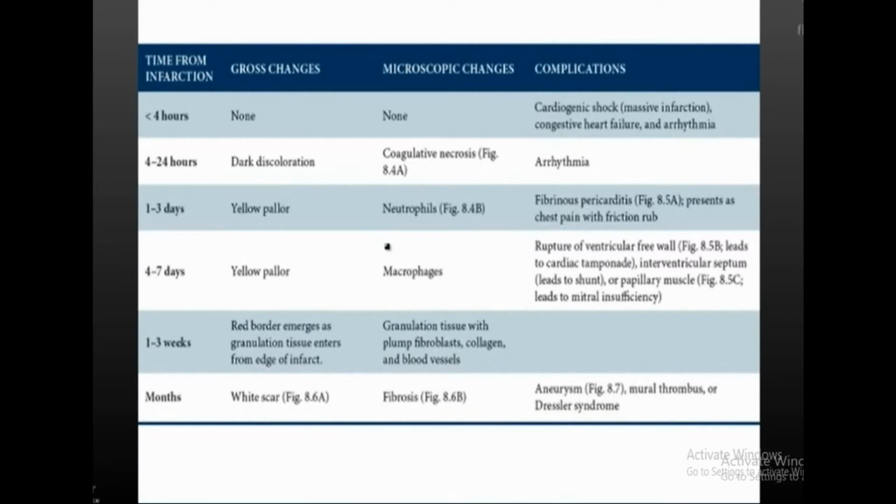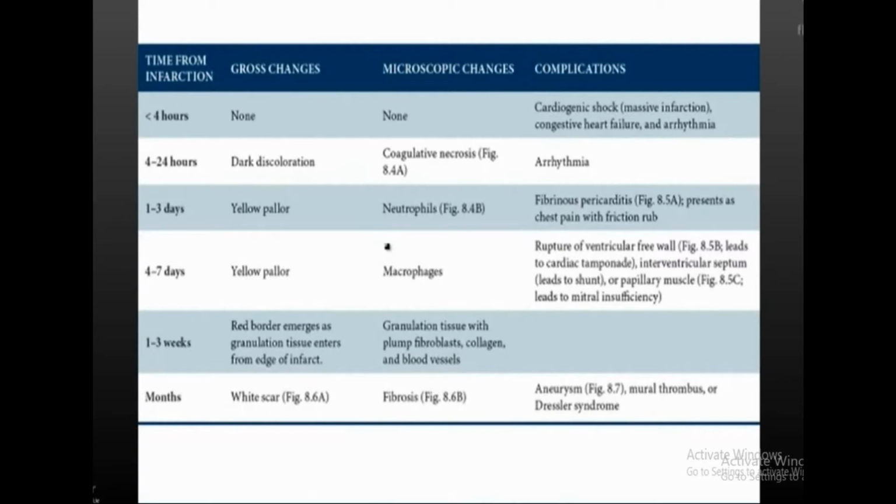Arrhythmia is a fearful condition. It is the most common cause of death in the first few hours of myocardial infarction. From 4 to 24 hours, which means within 1 day, coagulative necrosis happens. Not caseous necrosis, it is coagulative necrosis. The complication is arrhythmia, and a dark discoloration will happen.